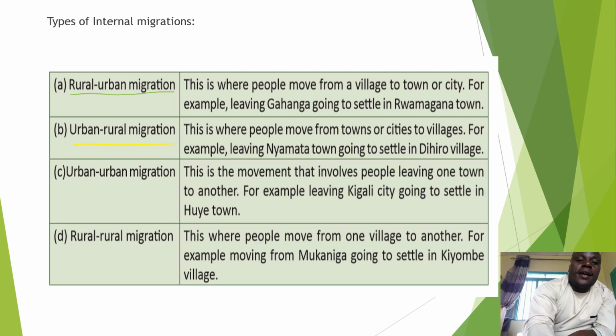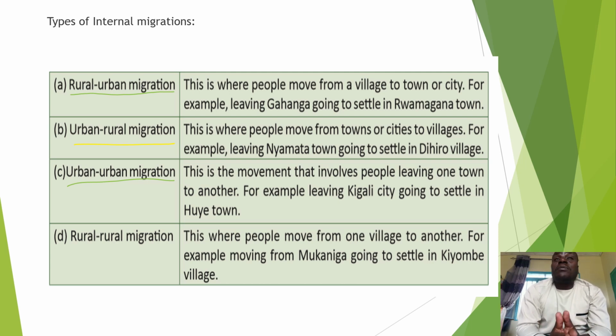Next, we have urban migration. Urban, town to town, city to city. For example, people might migrate from Rwamagana town and stay in Kayonza town, or Gasabo town to Kigali city. That is urban, town. Then we have rural migration. Here, people move from villages to other villages. A person migrates from one village and goes to stay in another village.